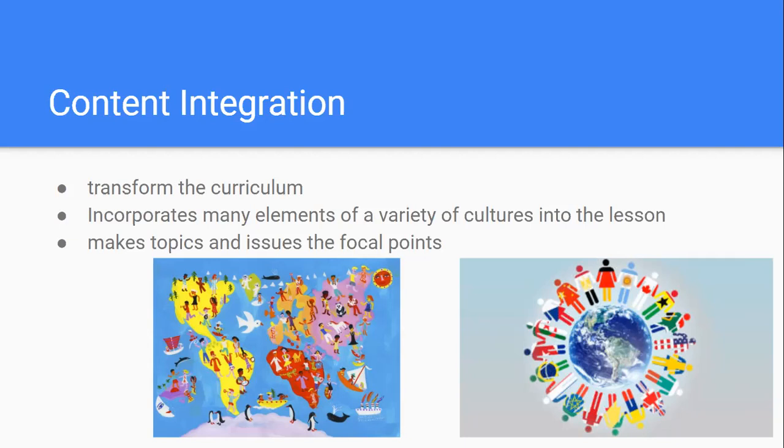Content integration should be included on a constant basis so as to prevent students from believing that their culture is trivial in comparison to the conventional curriculum. It also makes topics and issues the focal point. So content integration makes topics and issues the focal point by stressing the importance of including elements of different cultures into the curriculum.